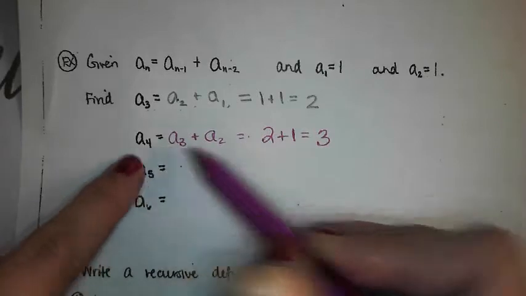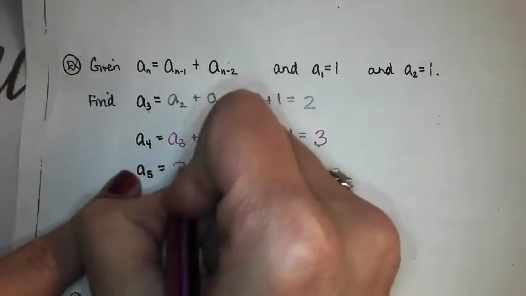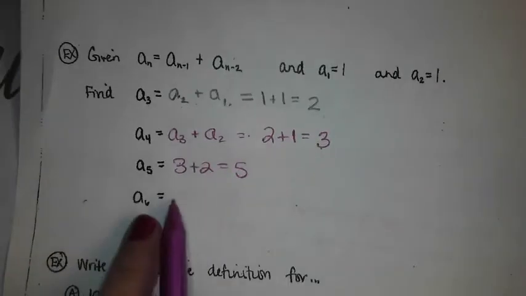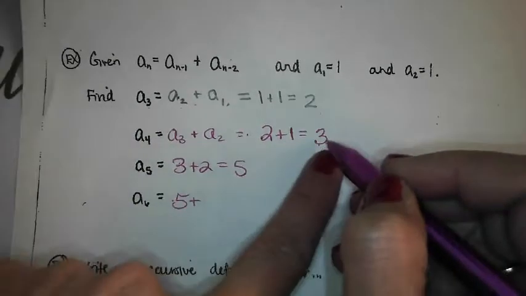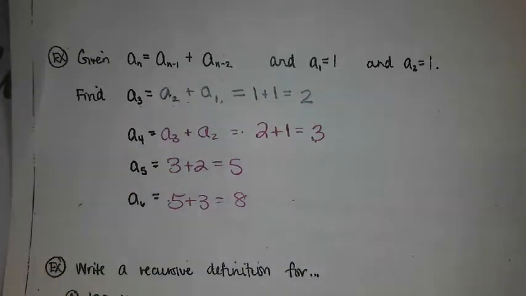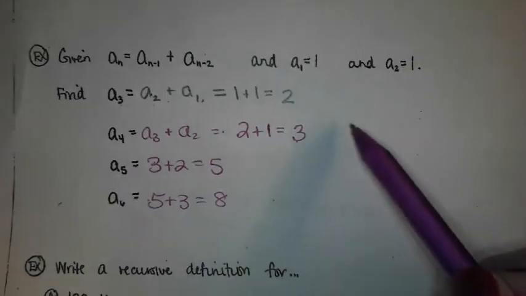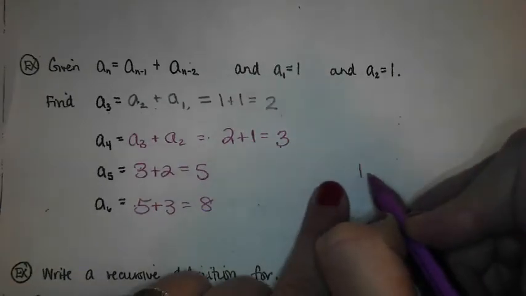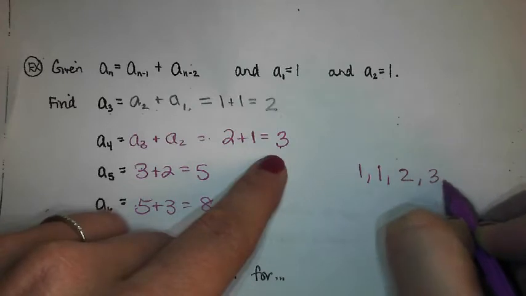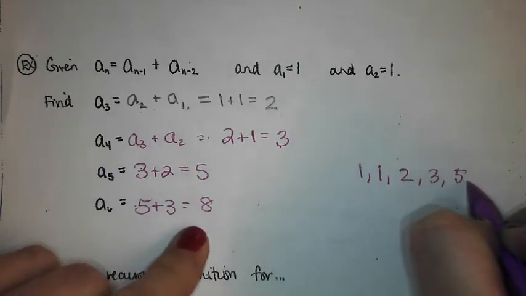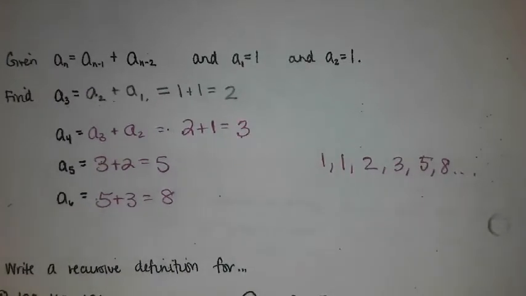A sub 5 is going to come from taking your a sub 4 and adding it to your a sub 3. So 3 plus 2 is 5. A sub 6 is going to take your previous term and add it to 2 terms ago, which is 8. Now, if you just saw this written out, like the first term was 1, the second term was 1, the third term was 2, the fourth term was 3, the fifth term was 5, and the sixth term was 8, that's a sequence that's going to be harder to pick up on, right? You're not adding the same thing every time. You're not multiplying by the same thing every time. So it's a tougher sequence to pick up on the pattern.